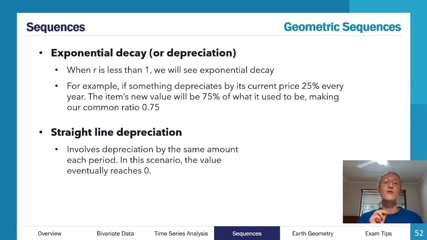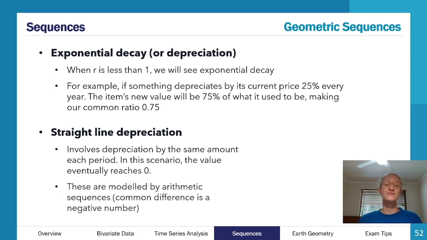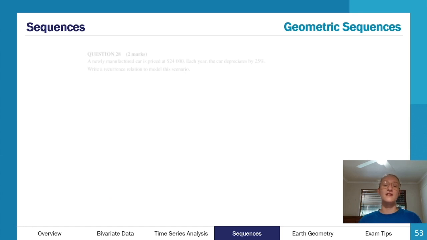So it might be like take 4 each period. Eventually we're going to reach 0. Whereas in geometric sequences or exponential decay, we technically don't ever reach 0 because it's constantly being multiplied by 0.5. So it'll forever get smaller and smaller, but we'll never technically reach 0, which is interesting. And straight line depreciation is modeled by arithmetic sequences where the common difference is a negative number.